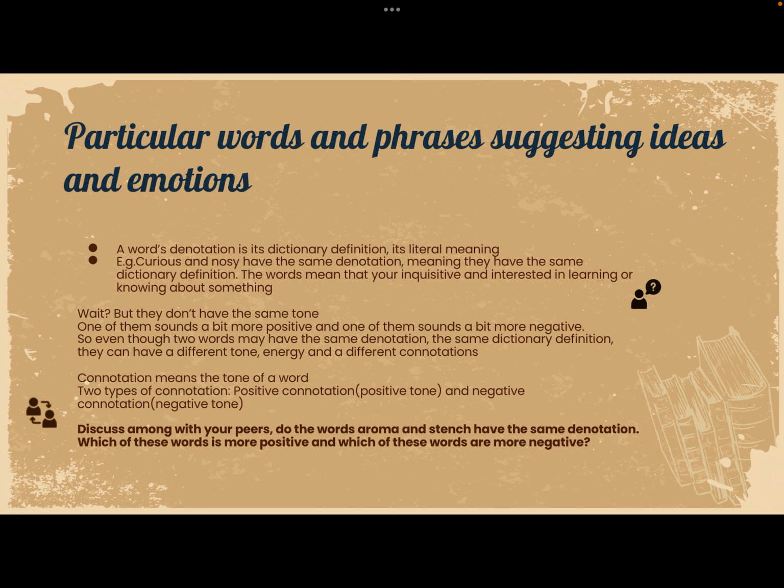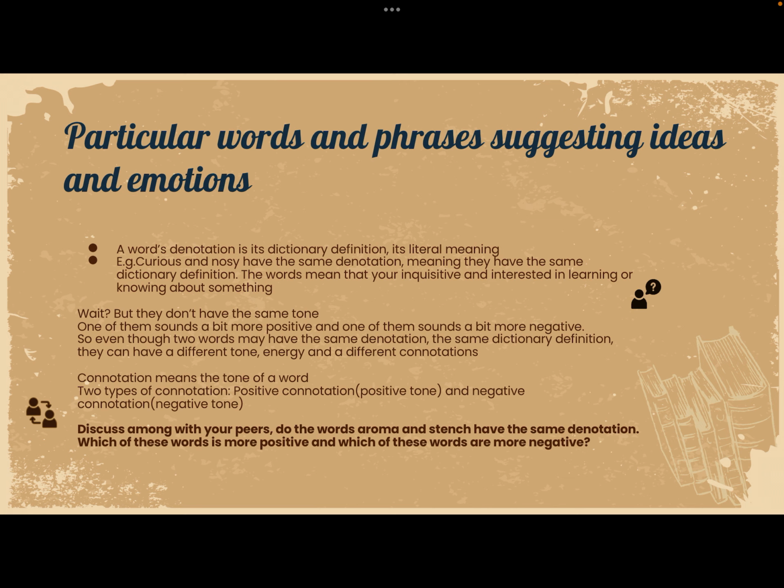For example, curious and nosy have the same denotation and they have the same dictionary definitions. However, they don't have the same tone. So one of them sounds a bit more positive and another one sounds a bit more negative. So now these two words have the same denotations, but they have different connotations because they have different tones or energy that they portray, one being positive and one being negative.